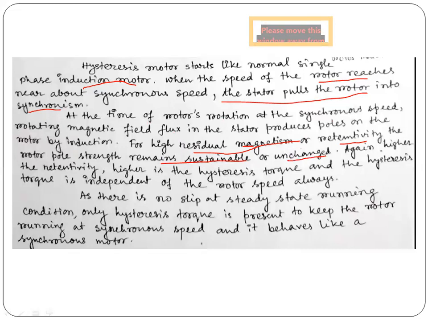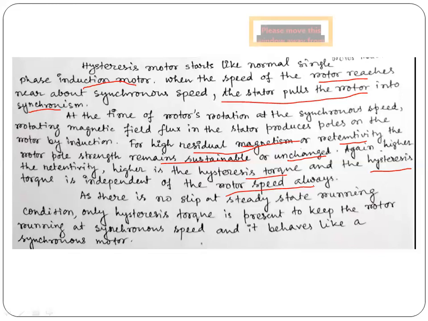We have used those materials which will retain the magnetism. Due to that, it has a higher hysteresis loop, so the pole strength remains unchangeable or sustainable. Again, the higher the retentivity, the higher the hysteresis torque, and due to that retentivity, it will produce higher torque on the rotor side. Due to that additional torque, the rotor will increase its speed and achieve the synchronous speed.